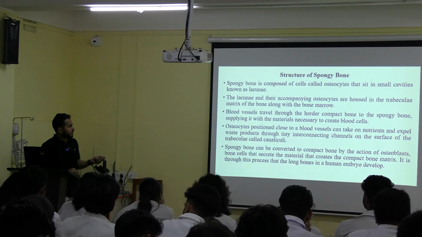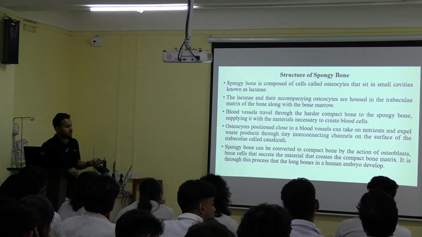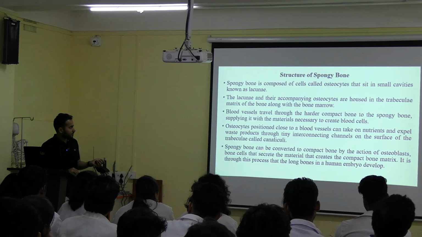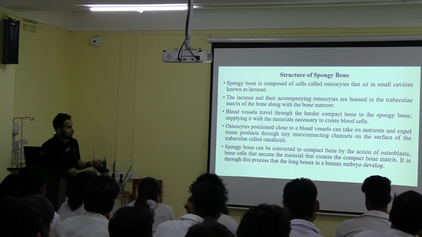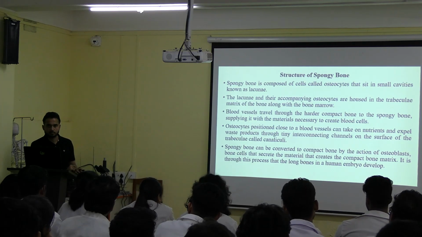Blood vessels travel through the harder compact bone to the spongy bone. Osteocytes are positioned close to the blood vessels and can take in nutrients and expel waste products whenever required. A spongy bone can be converted into compact bone by the action of the osteoblasts whenever it is required.